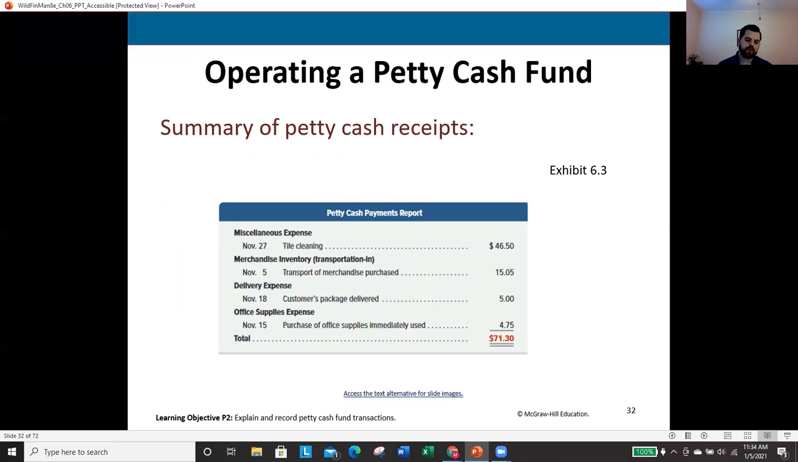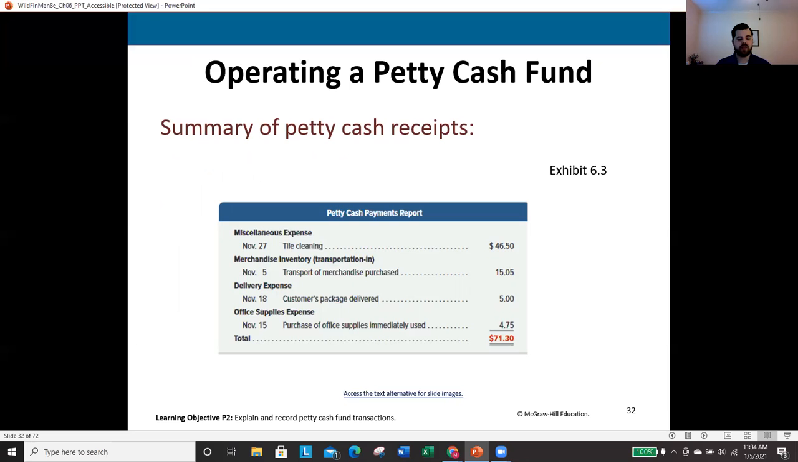So for example, the miscellaneous tile cleaning that we see on November the 27th for $46.50. I pay them the $46.50. They should give me either a printed or a handwritten receipt, something signed off by the other company, showing me that this is an outside party's receipt. Here it is, right? We've got it. At that point, I'm going to put that receipt in the box.